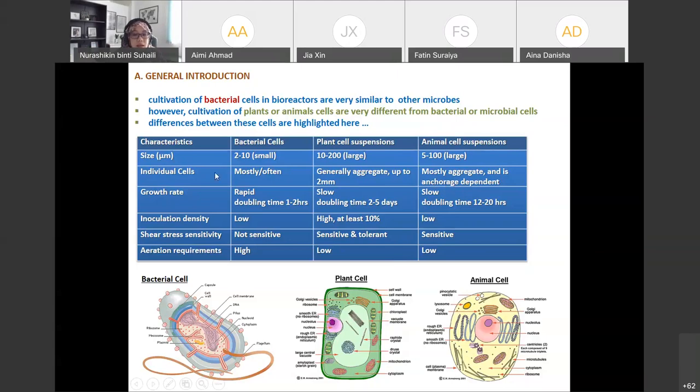And then in terms of growth rate, the shortest doubling time is bacteria. Within 1 or 2 hours, it doubles already. So from 1 becomes 2, 2 becomes 4, and so on. That's how it grows more and more. It takes a very short time to double.